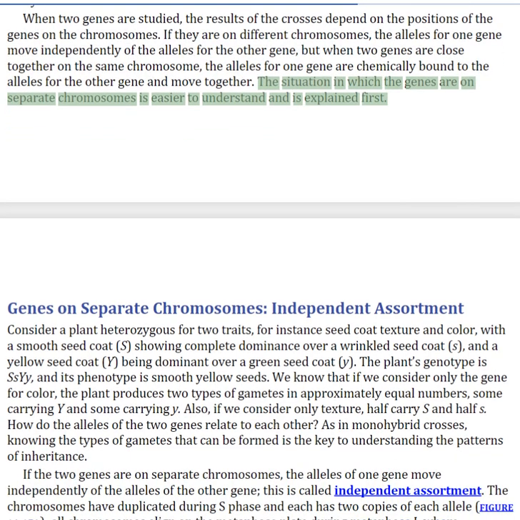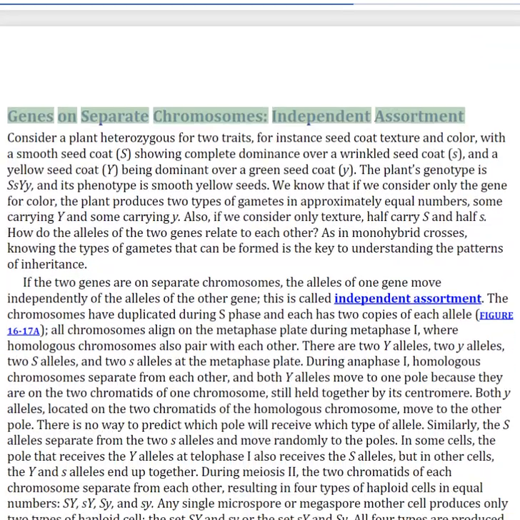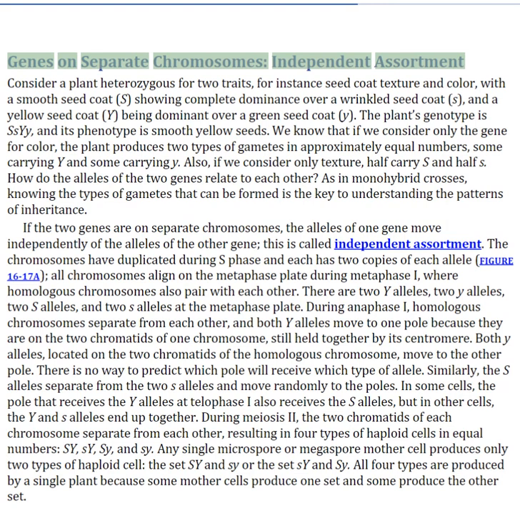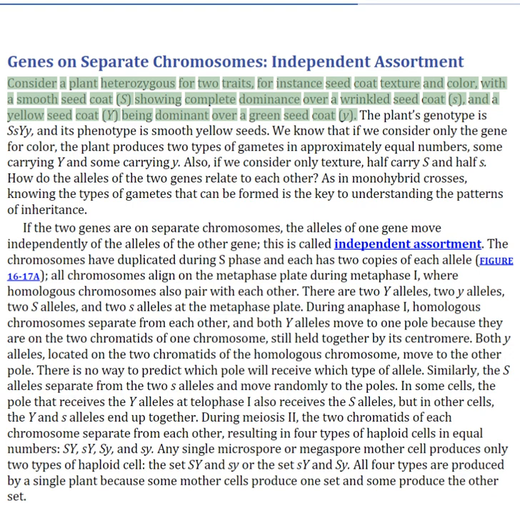The situation in which the genes are on separate chromosomes is easier to understand and is explained first. Genes on separate chromosomes, independent assortment. Consider a plant heterozygous for two traits, for instance seed coat texture and color, with a smooth seed coat showing complete dominance over a wrinkled seed coat, and a yellow seed coat being dominant over a green seed coat.